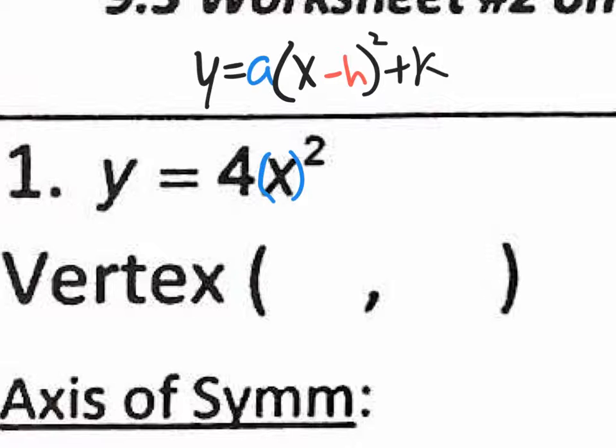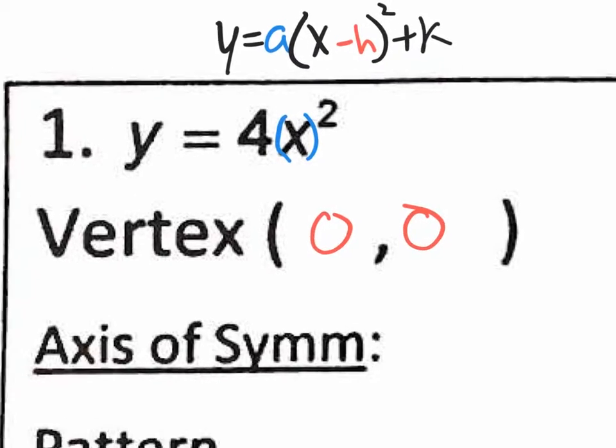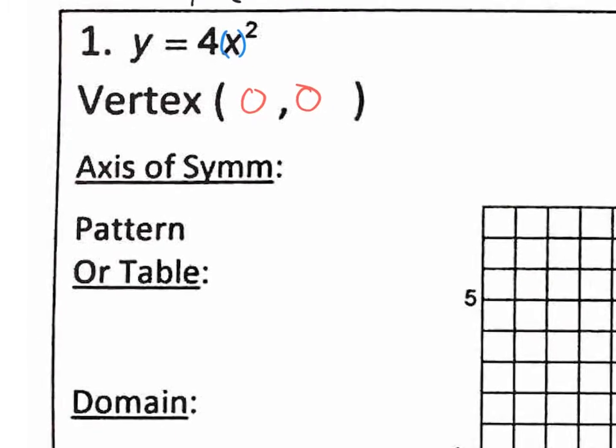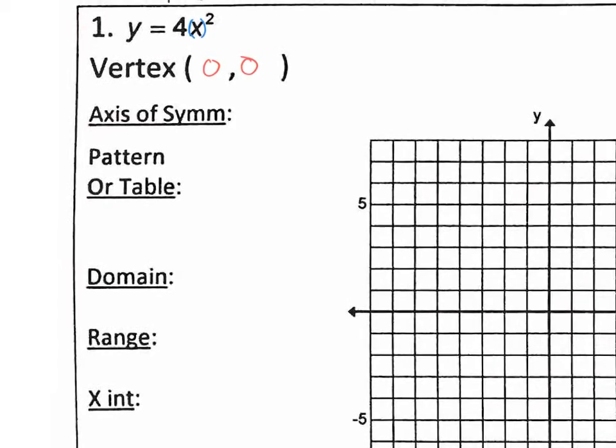So if you do see it with the parentheses around the x, you could think what value is in there being subtracted from x. Well, there is no value, so your h is 0. And your k value at the very end that's being added or subtracted is also not there, which means 0 also. So the vertex is definitely 0, 0. So it doesn't matter if you look at it in standard form or vertex form. Either way, the vertex is 0, 0.